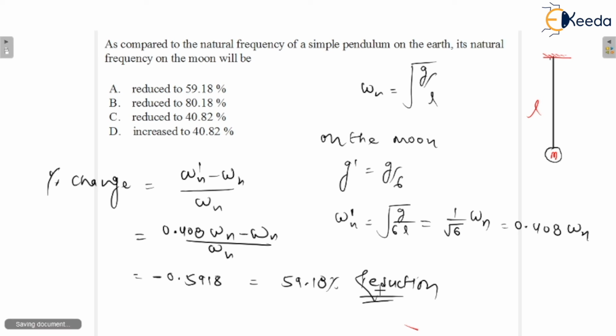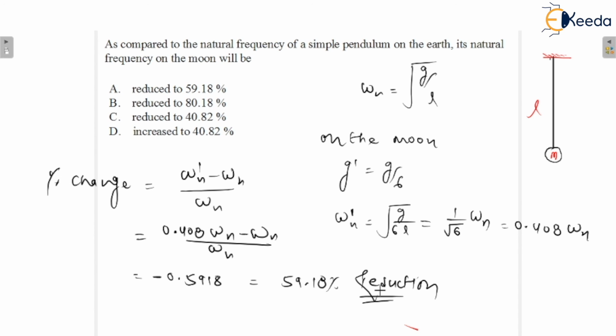Okay, so I hope you understand this question. Sometimes they will ask you the time period of oscillations, so you have to be careful about the terms given in the question and what is being asked. Both things are important. Sometimes they will give you options like reduced by. If the question asks how much it is reduced, it would be 0.408, but if it is given that how much it is reduced to, then that is 59.18%.